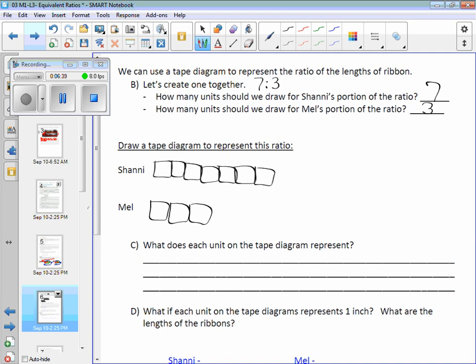Right now, each box represents how many units? Aiden. 1 unit. Write it down. Notice I use the word unit. I haven't given any measurements yet to these boxes. I haven't told you inches. I haven't told you feet. I haven't told you yards, miles. All we know is each box is 1 unit. And our ratio is 7 to 3.